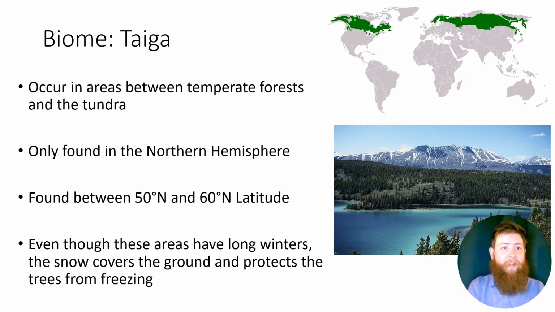Our next biome is the taiga, and this is one that is occurring between temperate forests and the tundra. Something unique about the taiga is it's only found in the northern hemisphere. There is no taiga in the south hemisphere. This exists between the areas of 50 degrees north and 60 degrees north latitude. It's this green up here. It's a really big biome. And even though these areas still have long winters and a lot of snow, this snow is covering the ground and protecting it from freezing, unlike the tundra, which is more exposed and more hospitable to plant life.